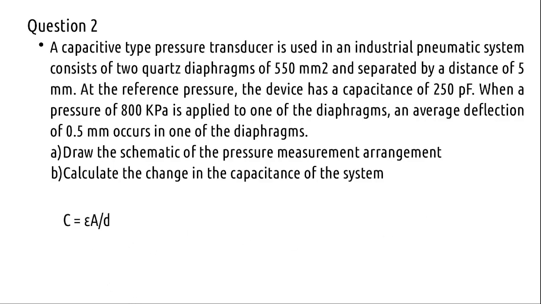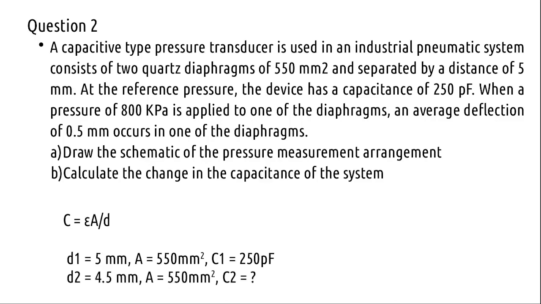So we know epsilon A by d is the capacitance of a parallel plate capacitor, where epsilon is the permittivity, A is the area of the plates, and d is the distance between the plates. So in the first case, these are the values: d is 5 millimeter, 250 picofarads. Area is constant in both the cases.